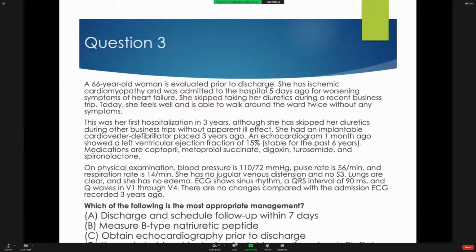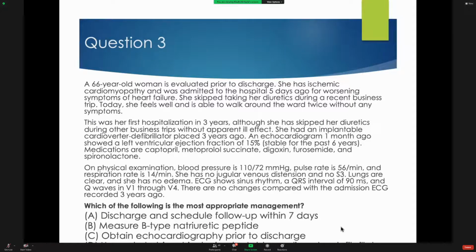Also, there is no left bundle branch block, and the QRS complex interval is less than 120. It's not 120 to 150. It is 90 milliseconds. So it is not an indication to upgrade this ICD to a biventricular ICD.